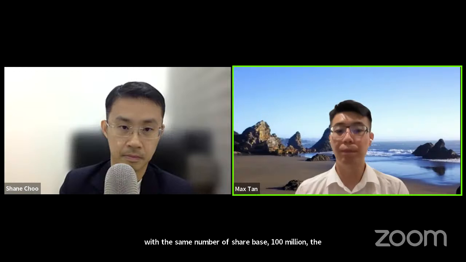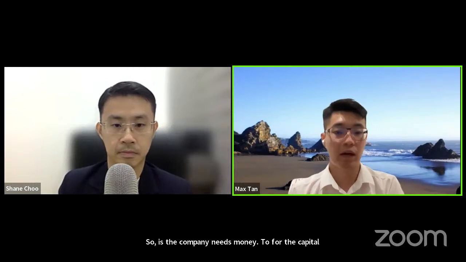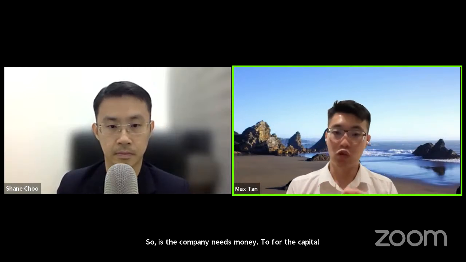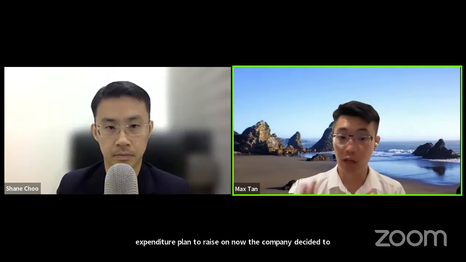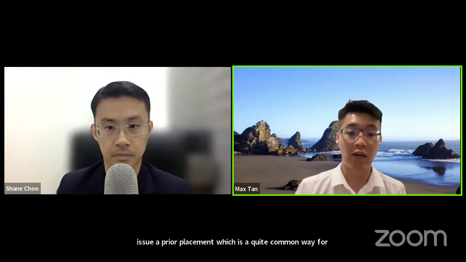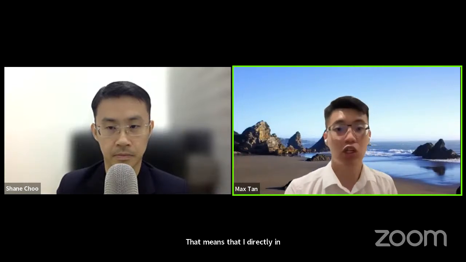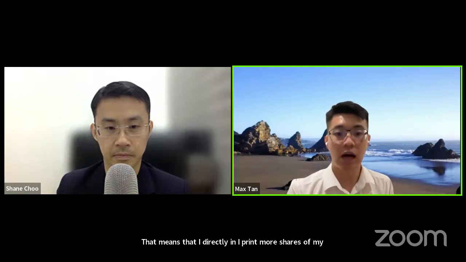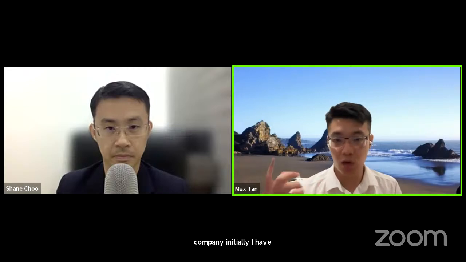So imagine this: the company needs money for their capital expenditure plan to raise funds. Now, the company decided to issue a private placement, which is quite a common way for companies to raise funds from the market. That means I directly print more shares of my company. Initially, I have 100 million shares. Now I print another 10 million shares. Yes, it will dilute the existing shareholders, right?